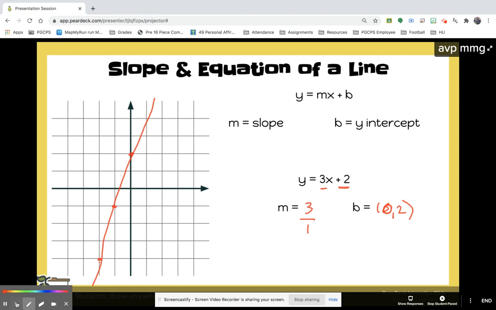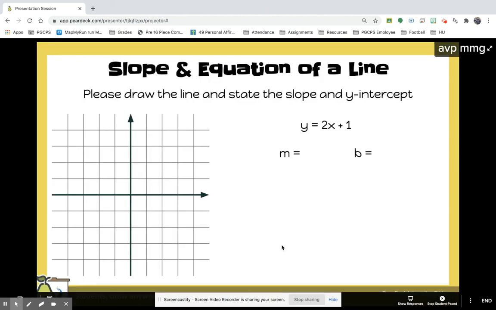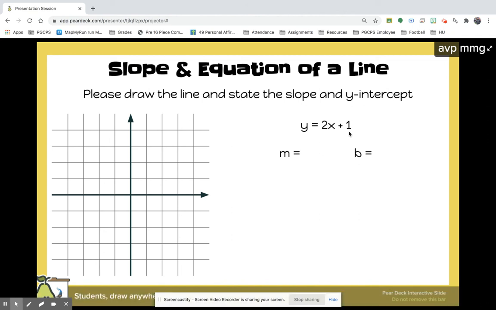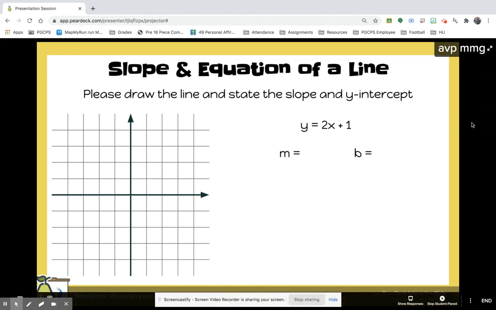And so as you get to this last page, you'll have the opportunity to just do the same thing that I did. Your slope will be 2, and your y-intercept will be at (0, 1). And then just draw at least 2 points so that you can draw your line accurately. If you guys got any questions or need any pointers or tips, just let me know.